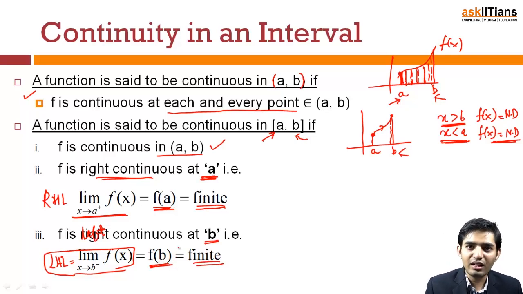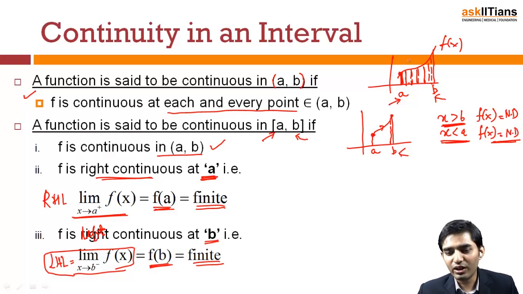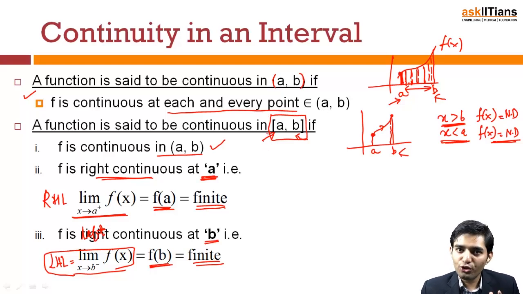So for checking the continuity in an open interval, you have to consider only one thing, that is in between whatever the number of points are there, between all the points in a and b, it should be continuous. And if you want to check in a closed interval a to b, then whatever points are there between a and b, there it should be continuous, plus it should be right continuous also, and it should be left continuous also. That means the function should be continuous at the endpoints also, that is x equal to a and x equal to b, right? So this is the continuity in an interval.